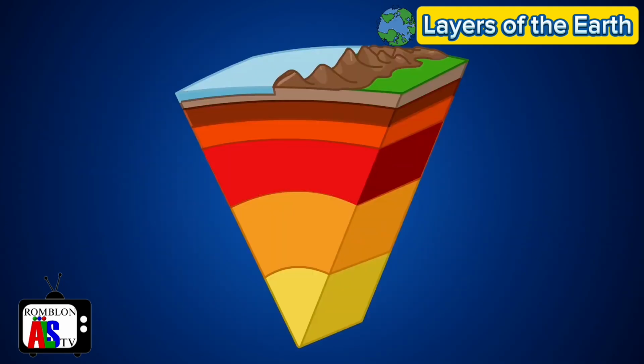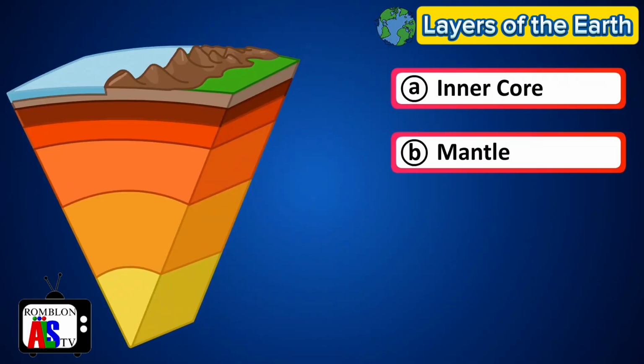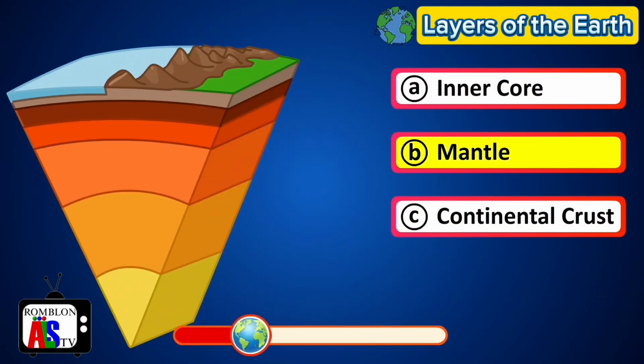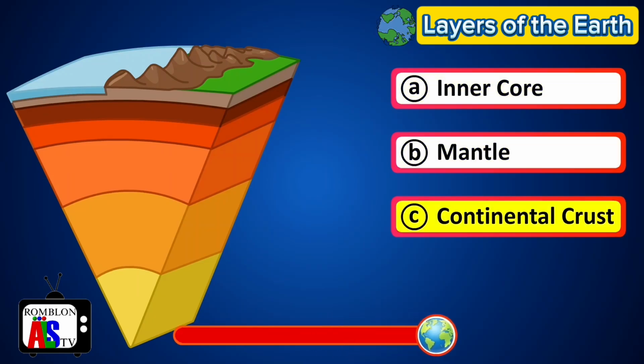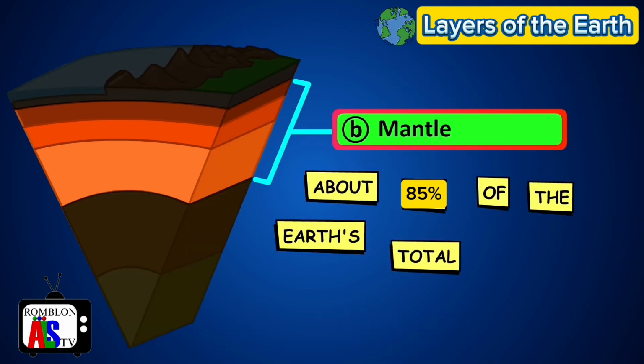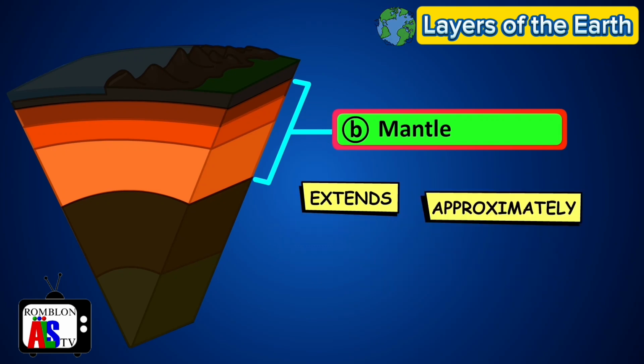Which is the thickest layer? Is it A. Inner core, B. Mantle, or C. Continental crust? The correct answer is mantle. The mantle makes about 85% of the Earth's total volume, starting about 20 miles below the Earth's surface. The mantle extends approximately 1,800 miles toward the Earth's core.